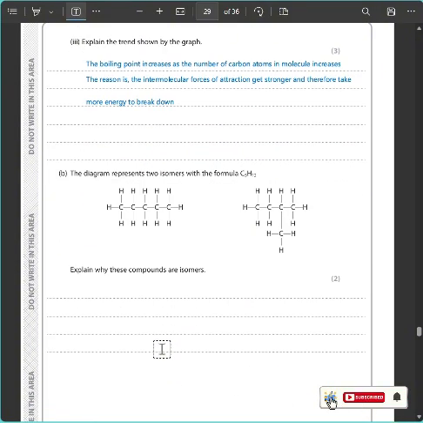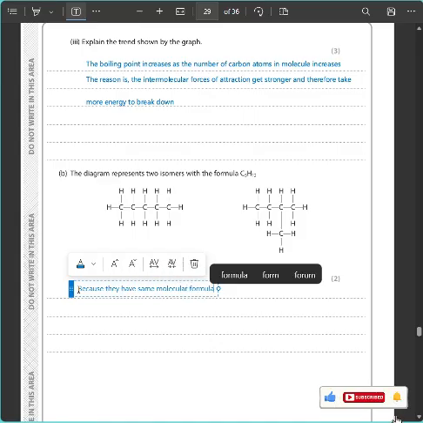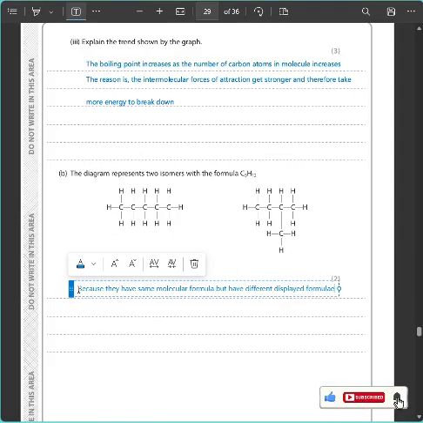The diagram represents two isomers with the formula C5H12. Explain why these compounds are isomers. Because they have the same molecular formula but different displayed formulae.